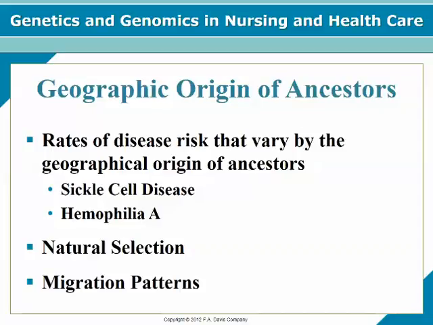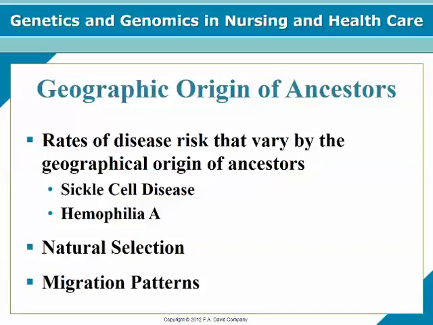There's also natural selection, and migration patterns will also affect rates of disease risk. So the notion that organisms best suited to the environment will survive and reproduce and pass on their genetic characteristics. That's what natural selection is. So that plays into how different rates of disease occur in certain geographical areas and within certain populations.